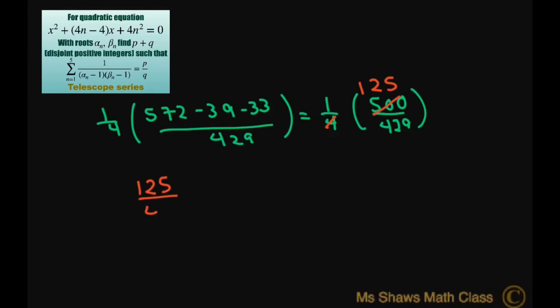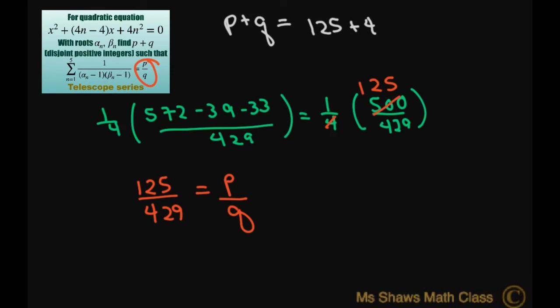125 divided by 429. Now this is going to equal your P divided by Q, because that's what that says. So we found this, that equals P divided by Q. Therefore, we need to find P plus Q. So P plus Q is going to equal 125 plus 429, which equals 554. And that's your final answer.